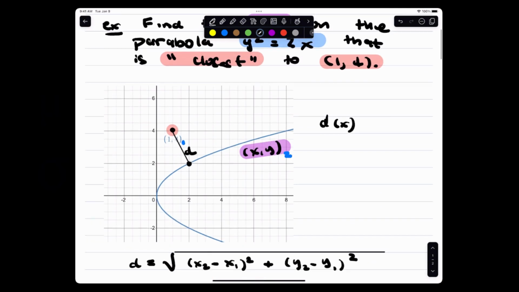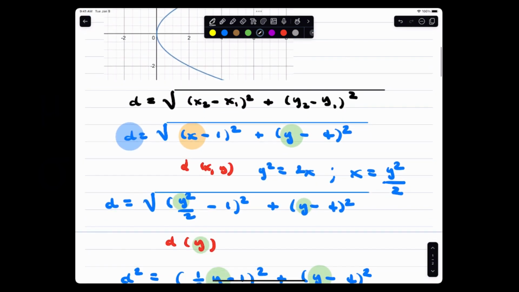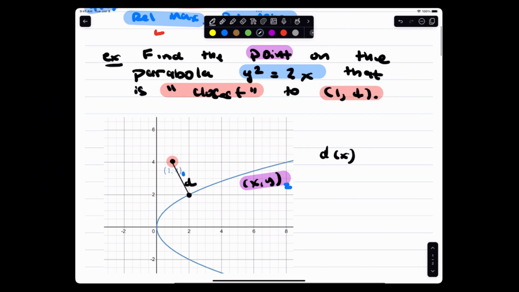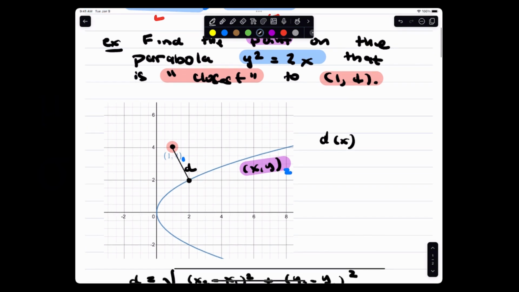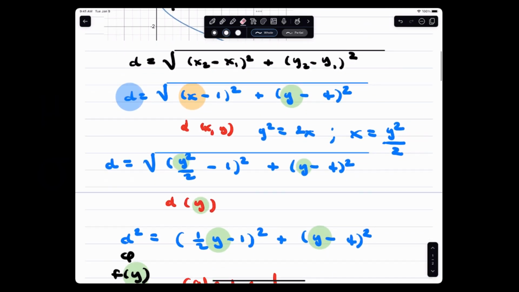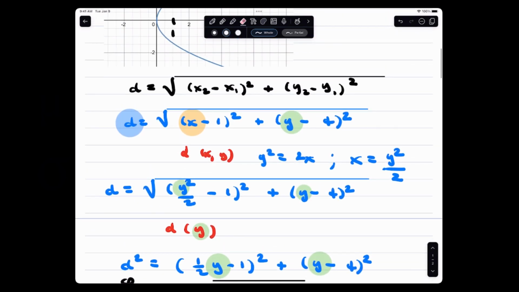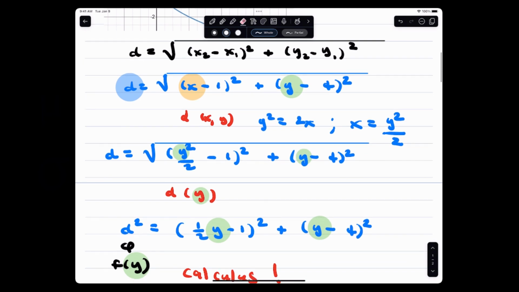Let's go back and take a look. X, this looks like x is what? X is 1, y is what? 4. Okay. So x is 1, y is 4. We look like we're okay.